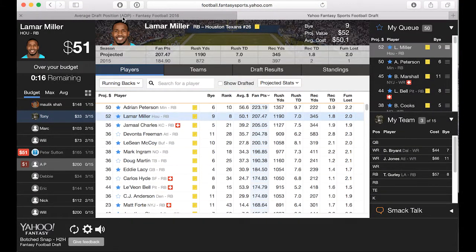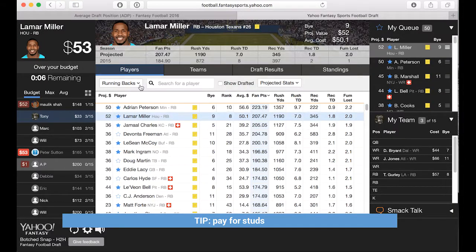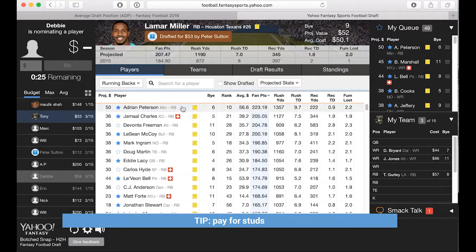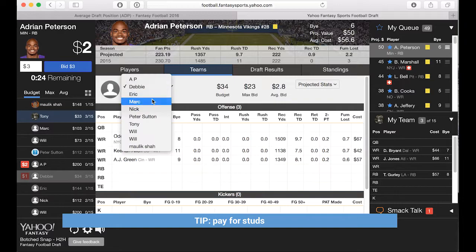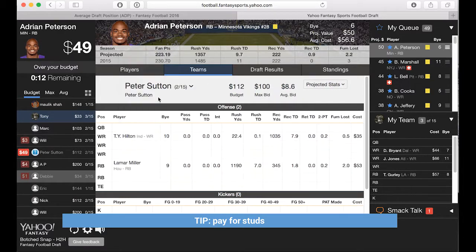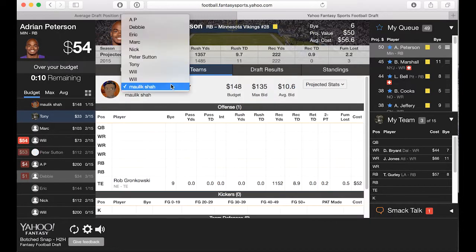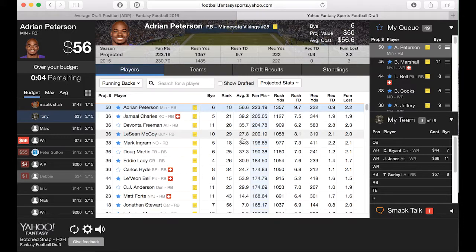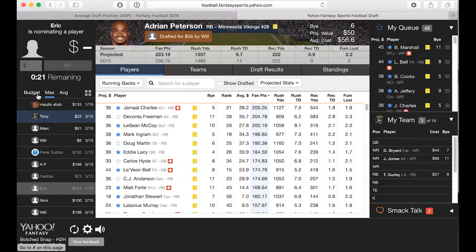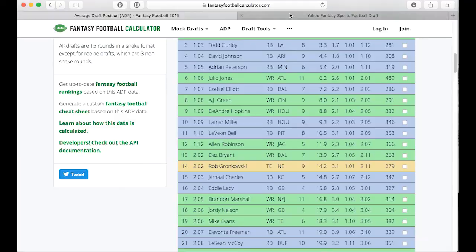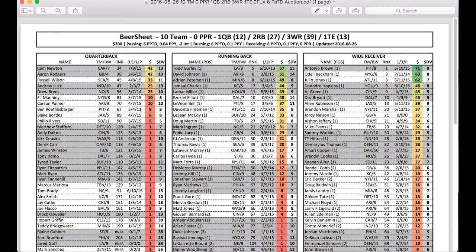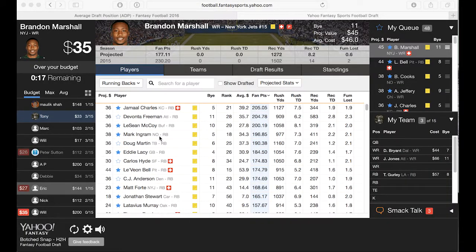The third tip I have for you is to pay for your studs. Studs are top players that usually go early in snake drafts. These players command a premium because they've either proven to be consistent or they have a really good situation. For instance, a team that has a prolific offense, or whatever the reason is, these players are highly valued.